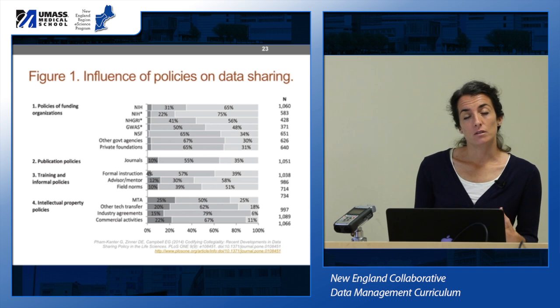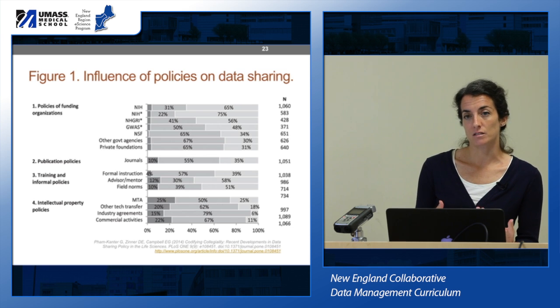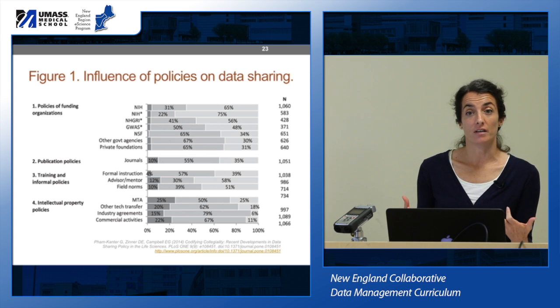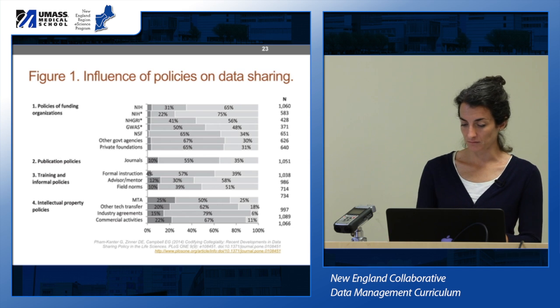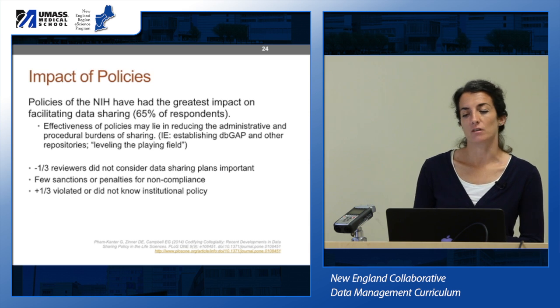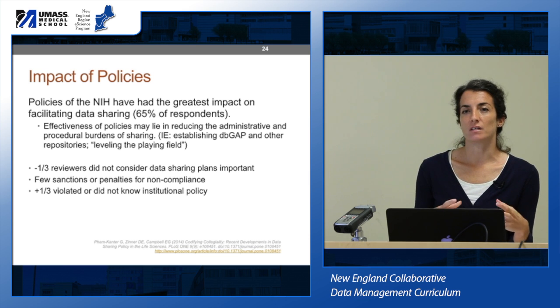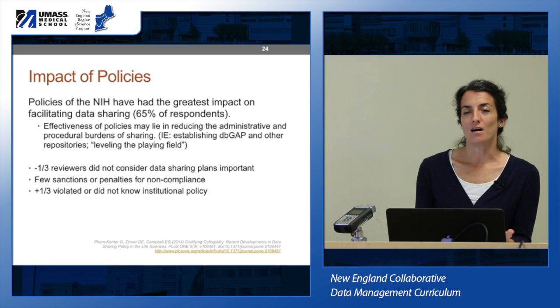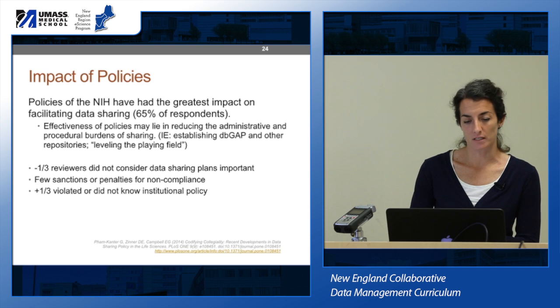But interestingly, in the middle, you have journal policies as well as disciplinary norms and the influence of training and mentors that have a moderate effect on data sharing. So the NIH having the greatest impact on facilitating data sharing might lie in some of the infrastructure that they've put into place to support this data sharing. So they have established databases such as dbGaP in order to house some of the data that they have. And by reducing some administrative burden, it makes data sharing a little bit easier.